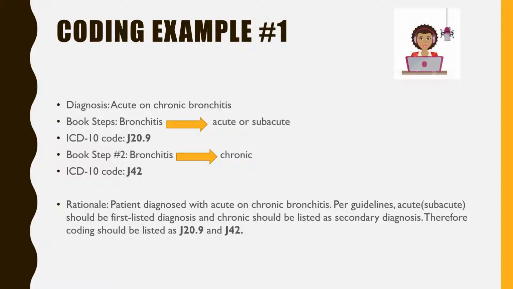So our rationale for this coding example is, again, the patient was diagnosed with acute as well as chronic bronchitis or acute on chronic bronchitis. And so per our ICD-10 coding guidelines, the acute or subacute should be our first listed diagnosis code, and chronic should be listed as our secondary diagnosis code. Therefore, our coding should be listed as J20.9 and J42 as our secondary diagnosis.